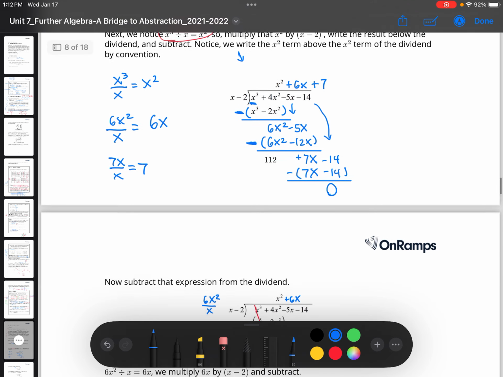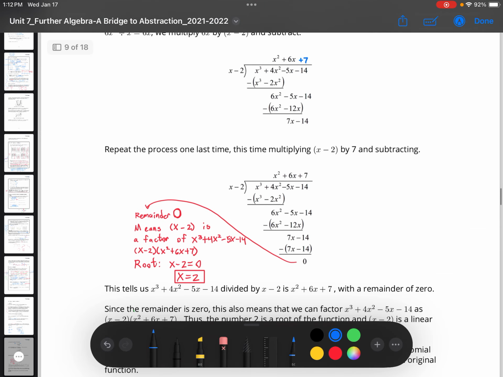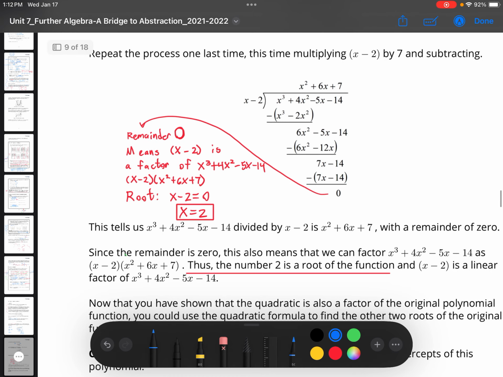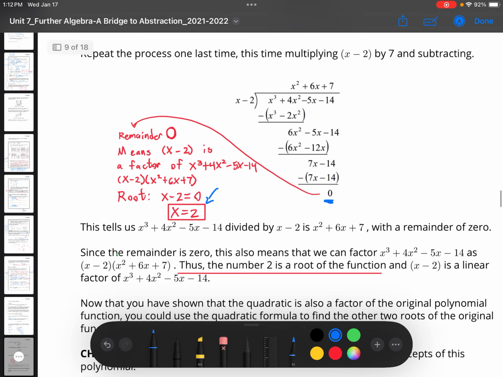If you look at the steps, this is actually the same steps that I drew on here. Now, one thing to note, and part of the reason why we're doing this, is if you get a remainder of 0, that means that x cubed plus 4x squared minus 5x minus 14 has a factor of x minus 2. Meaning that if the question was, is x minus 2 a factor of the original polynomial, the answer would be yes. Also, the fact that this gave us a remainder of 0 means that this would be a root. Remember, a root would mean an x-intercept. The words zero, root, and x-intercept all mean the same thing. So this actually has an x-intercept at 2.